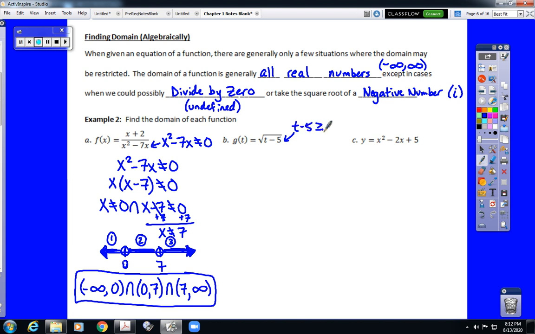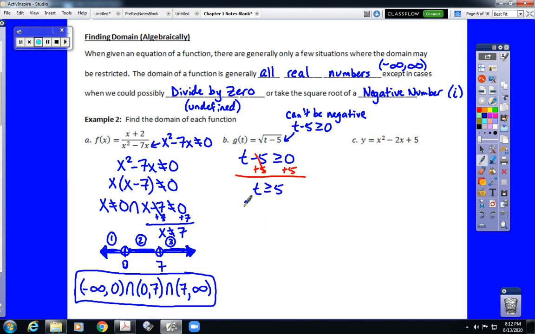Okay, on the next one, we need to keep in mind that this is telling us that t minus 5 has to be positive. It has to be greater than or equal to 0. It cannot be negative, okay? It can't be negative. So what we do is we solve that inequality. T minus 5 is greater than or equal to 0, which is an easy inequality to solve. We just add 5 to each side and we've solved it. That tells us that t is greater than or equal to 5.